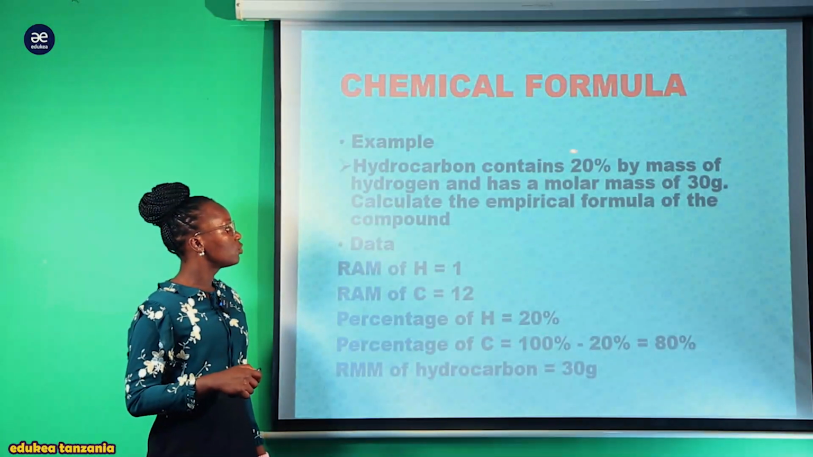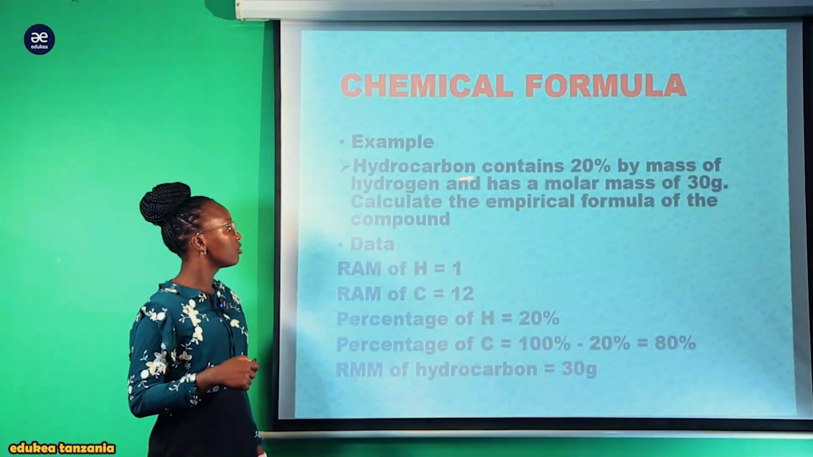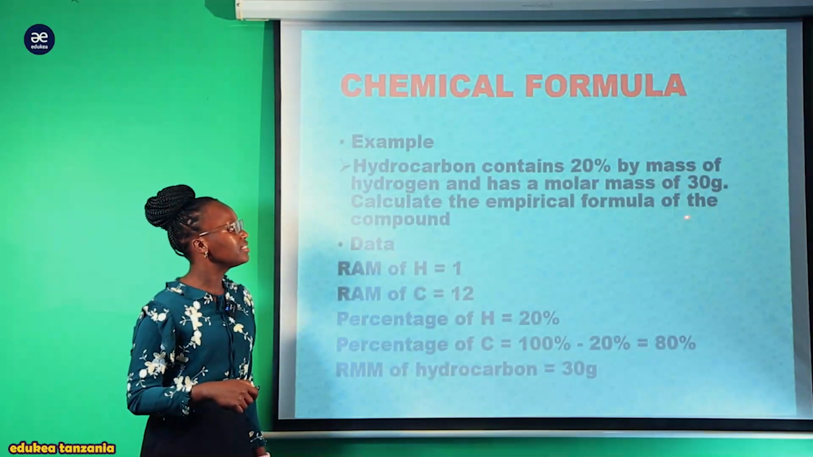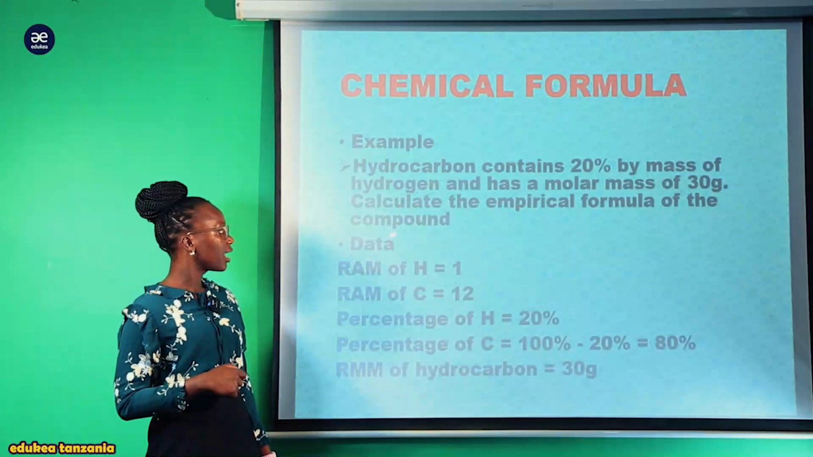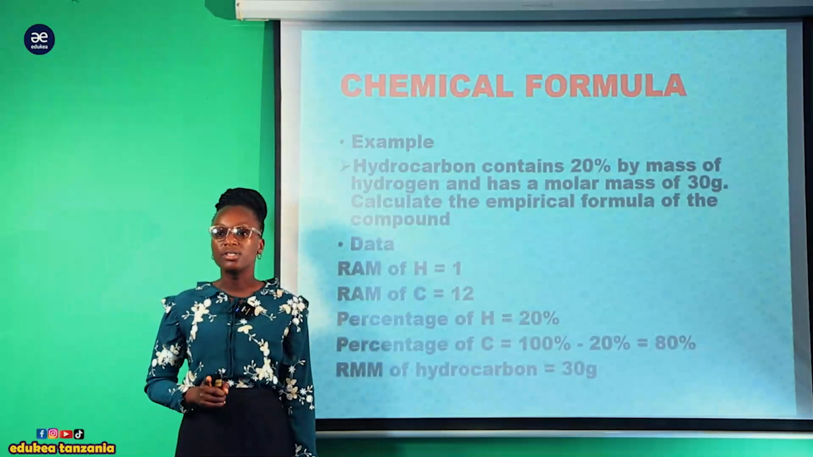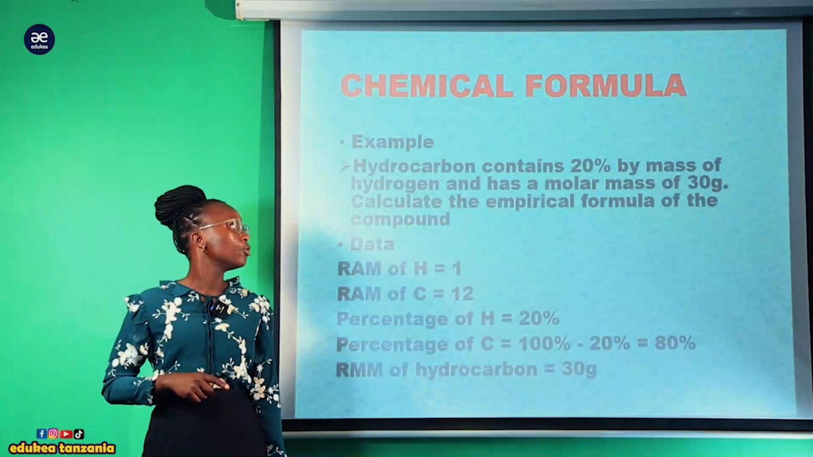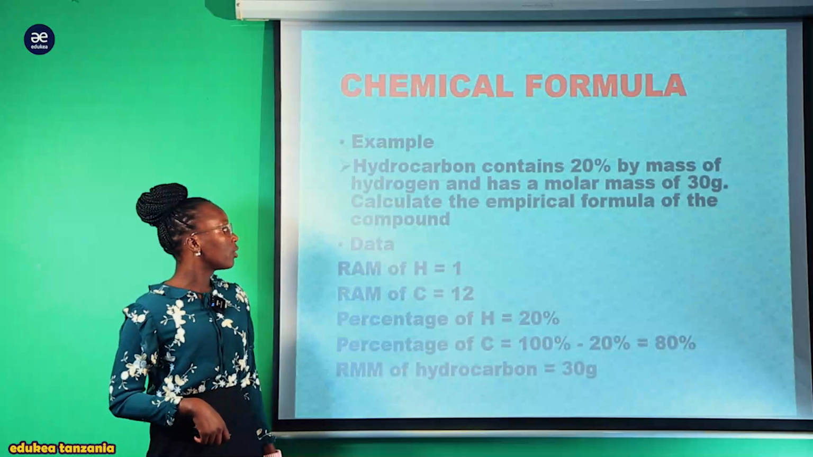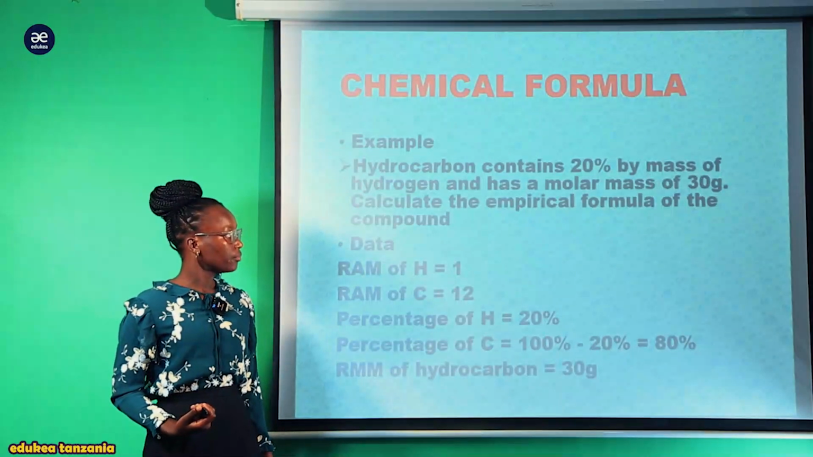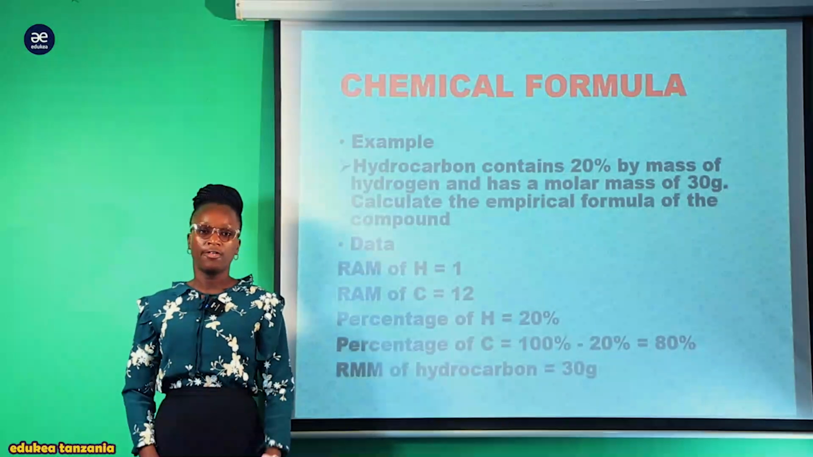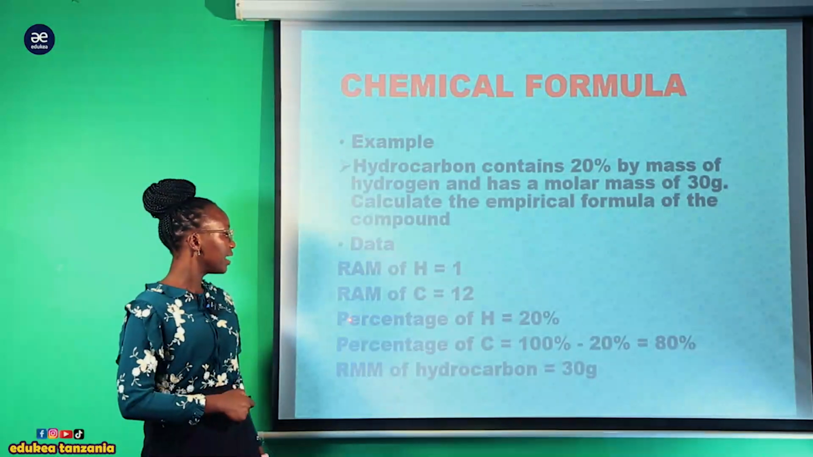A hydrocarbon contains 20% by mass of hydrogen and has a molar mass of 30 gram. Calculate the empirical formula of the compound. Kwamba umepewa hydrocarbons ambayo iko made up of 20%. Then ukapewa na mass ambayo ni 30 gram. Ukaambiwa utafute empirical formula. Simply you analyze your data here.